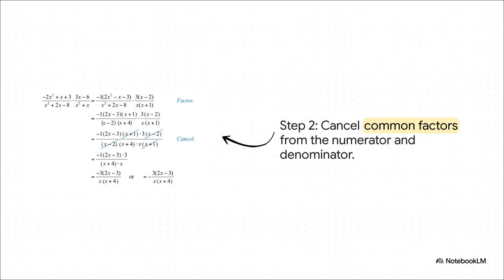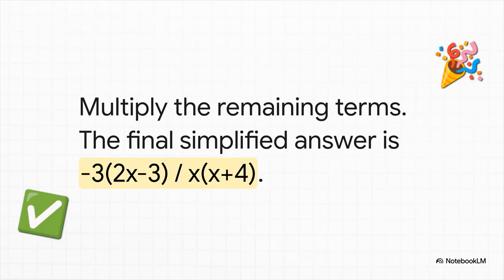Step 2, cancel. We just scan through and look for matching factors in the numerator and the denominator. So we see an x plus 1 up top, and on the bottom, gone. We see an x minus 2 on the top and bottom, they cancel out too. So satisfying. And finally, the home stretch. Step 3, multiply what's left.